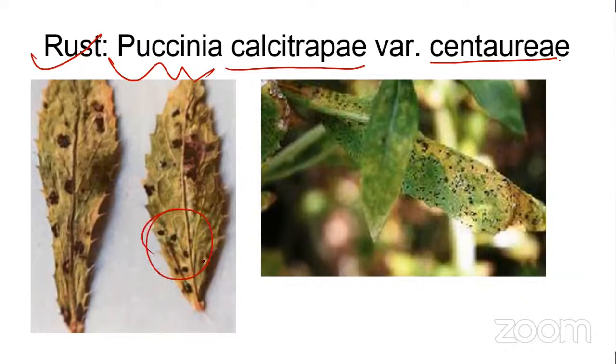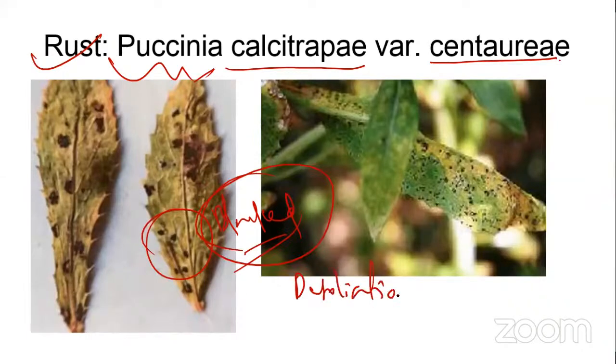And the uredospores will be transformed into the teliospores, that will be looking like black colored pustules, right? Then at the senescence stage, there will be high defoliation, right? Defoliation will be high.